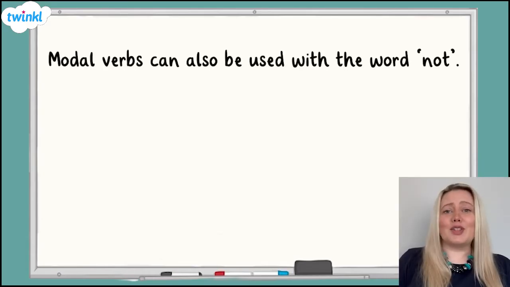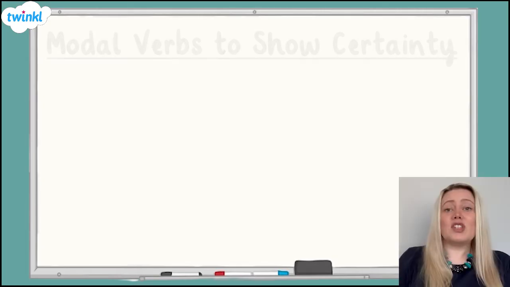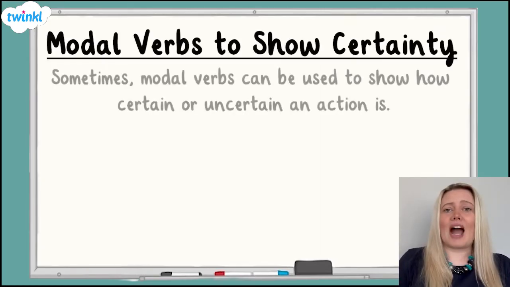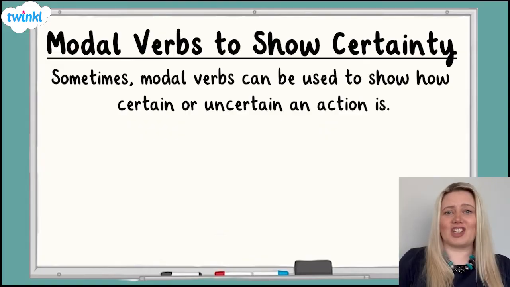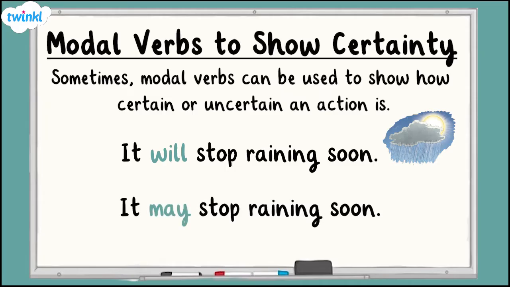Modal verbs can also be used with the word not. I will not share these jam tarts with you. Sometimes modal verbs can be used to show how certain or uncertain an action is. It will stop raining soon. It may stop raining soon.